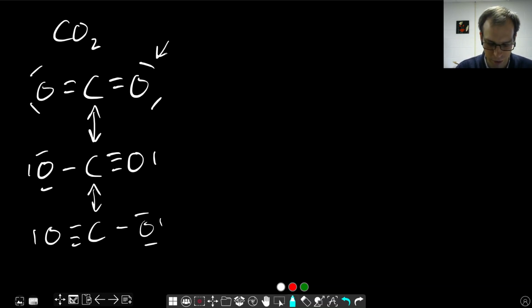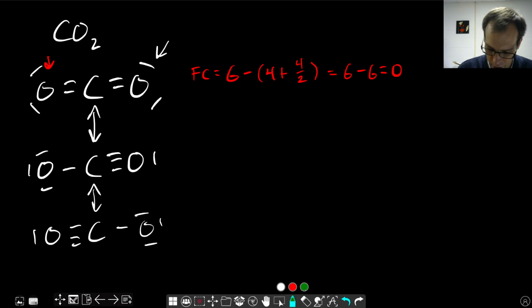All right, so we'll just go from left to right. So starting, maybe I'll use 3 different colors. So starting with this oxygen here, its formal charge is going to be equal to 6 minus 4 non-bonding electrons plus 4 over 2 bonding electrons, which gives us 6 minus 6, which is equal to 0. Oh, that's already great. We want to have formal charges of 0 whenever possible. And actually, the other oxygen is the exact same, so its formal charge is going to be exactly the same. So this is 0, and this one is also 0.